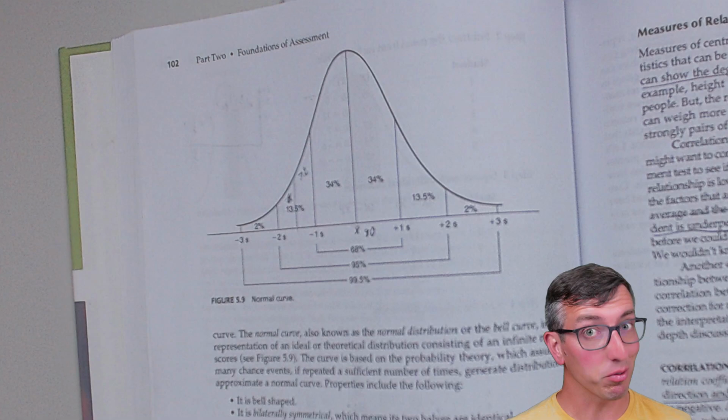Another way to say that, and I'll repeat myself a little bit here: 68% of the entire population of this distribution is going to be within 1 standard deviation below and 1 standard deviation above. 95% of all distributed scores are going to be within 2 standard deviations below and 2 standard deviations above. Okay, now let's figure out what that even means.